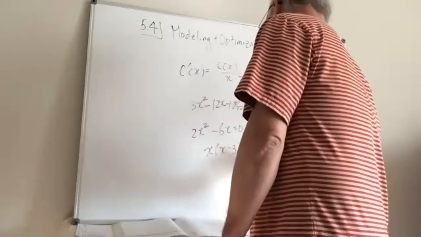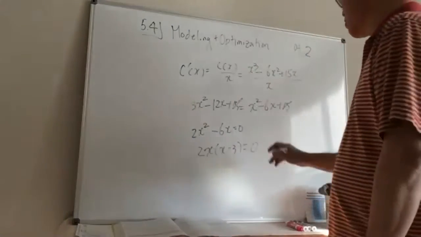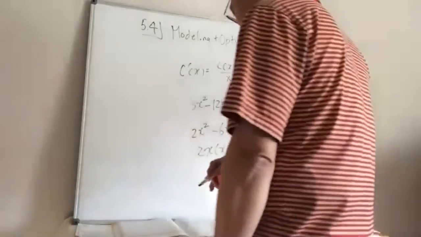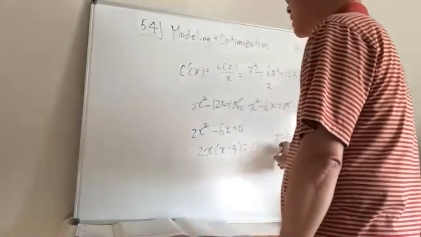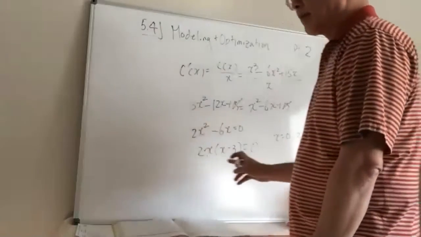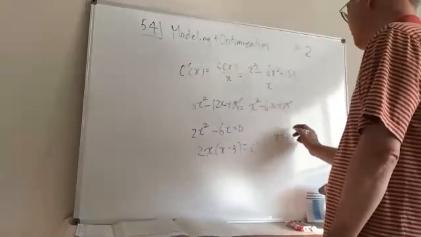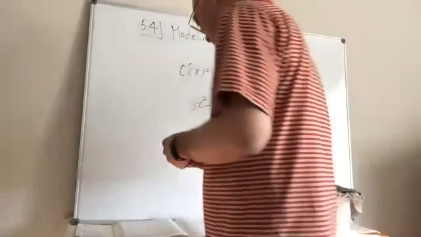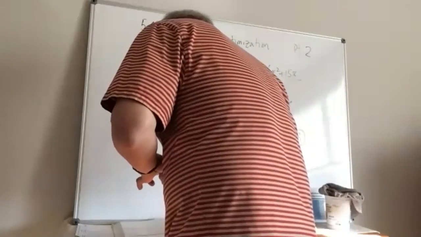So x is going to be either x equal to 0 or 3. Okay? But x cannot be 0, right? Because what does x equals 0 mean? That I'm not producing anything, right? We don't want that. So this is the one that we're actually interested in, x equals 3. Okay, there you go.